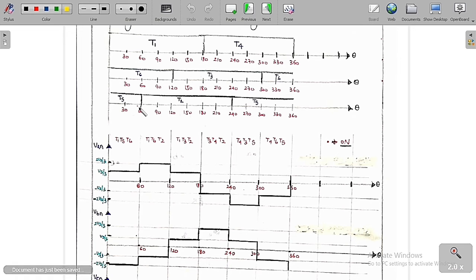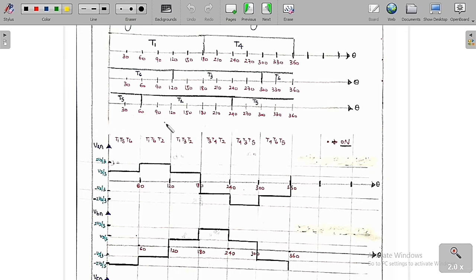Whenever T1, T5 and T6 are connected, analyze this circuit and find the value of VAN, VBN and VCN. Then we get VAN equal to Vs by 3, VBN equal to minus 2Vs by 3, and VCN equal to Vs by 3. These are the voltages you get after doing the analysis from 0 to 60 degrees.